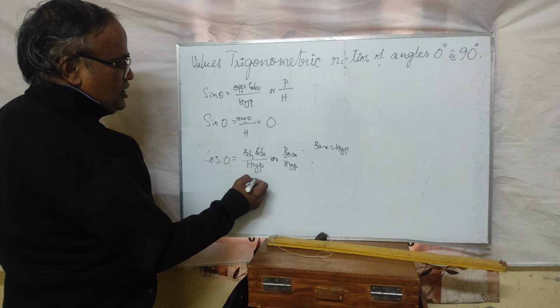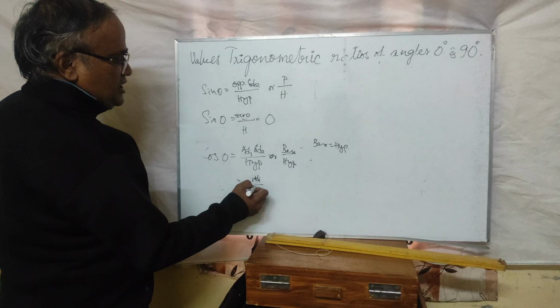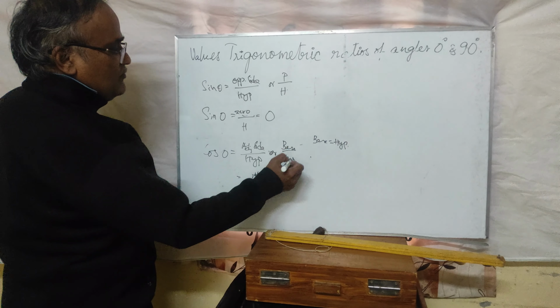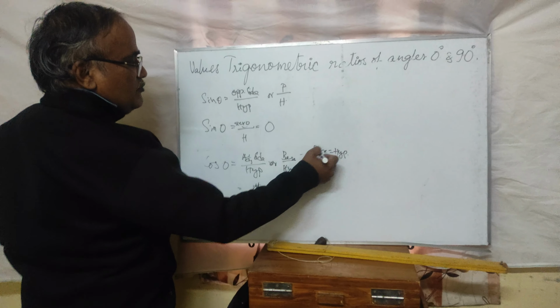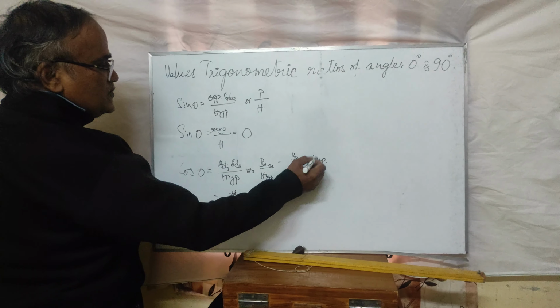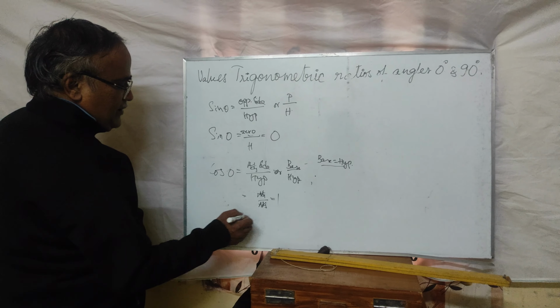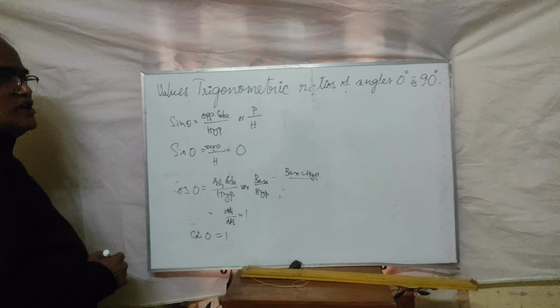That means adjacent by adjacent becomes the same. It becomes the same means what? Adjacent by adjacent means they both will cancel and we get 1. Base and hypotenuse are both equal. As both are equal, base by hypotenuse is 1. So cos 0 is equal to 1. In this way we can prove that cos 0 is equal to 1.